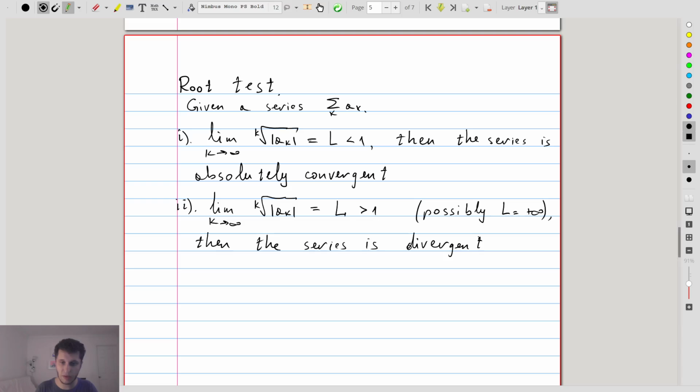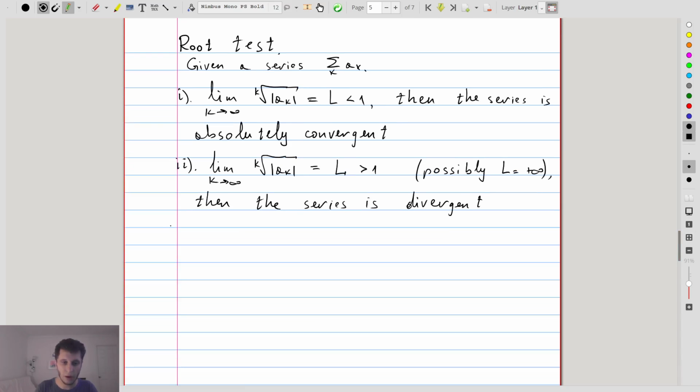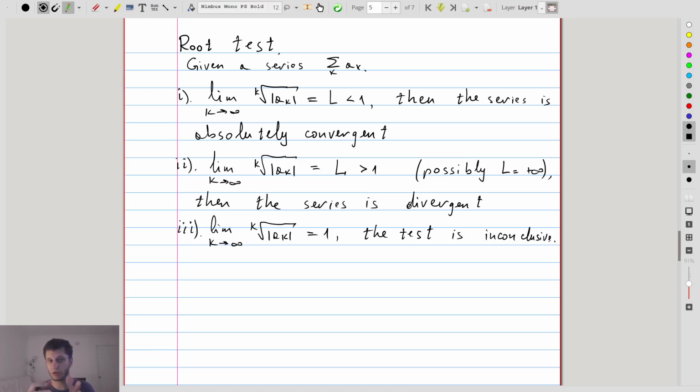So you see that these are direct analogs of the three possibilities in the ratio test. So the third one is, unsurprisingly, going to be that when the limit of this expression is exactly 1, the test is inconclusive. That is to say, it doesn't tell you whether the series is convergent, and you have to resort to other convergence tests to determine that.